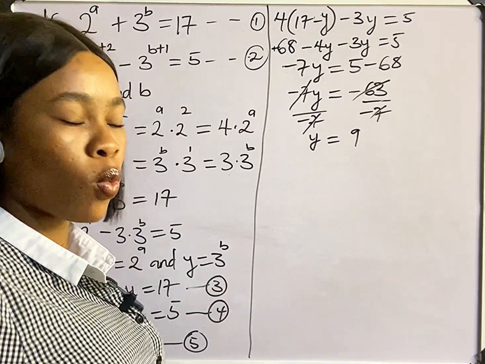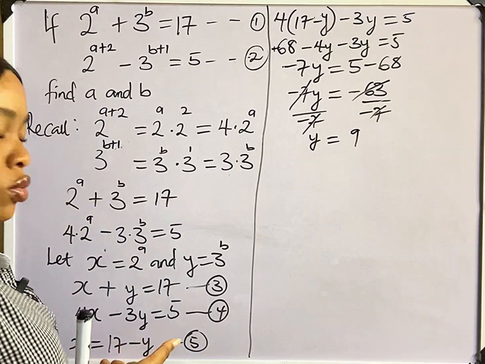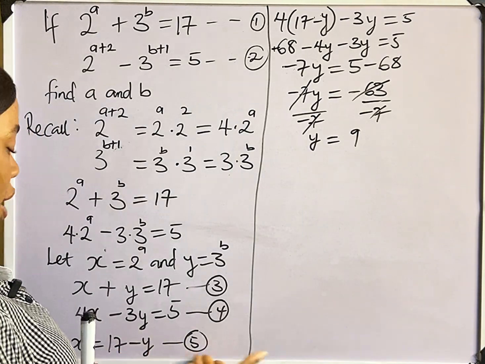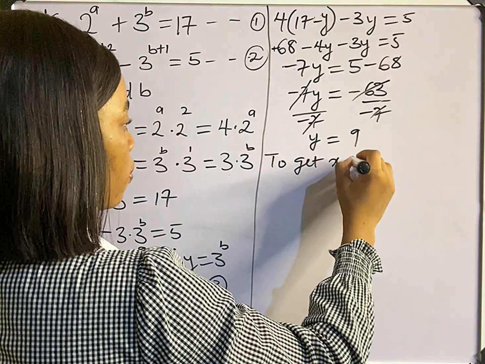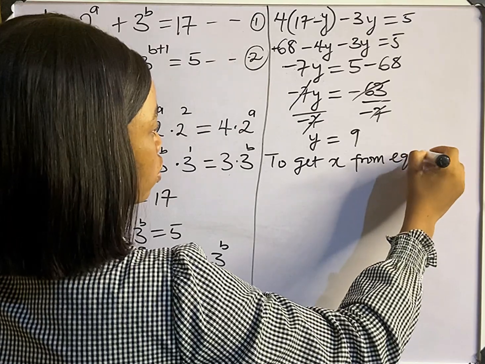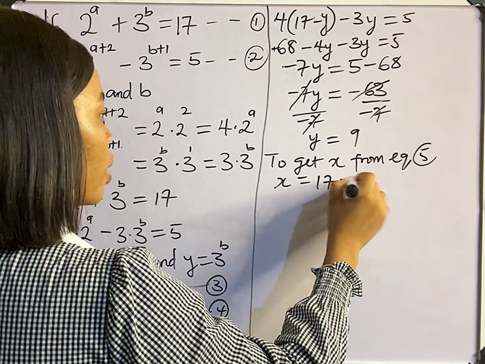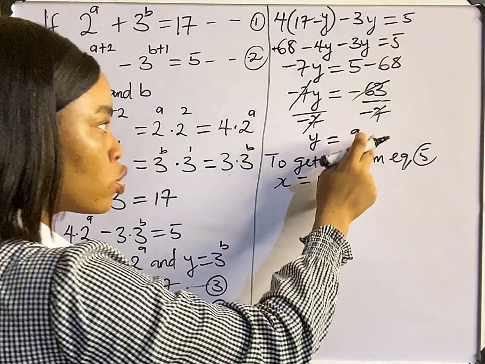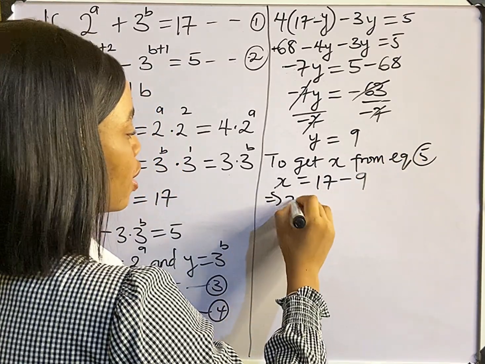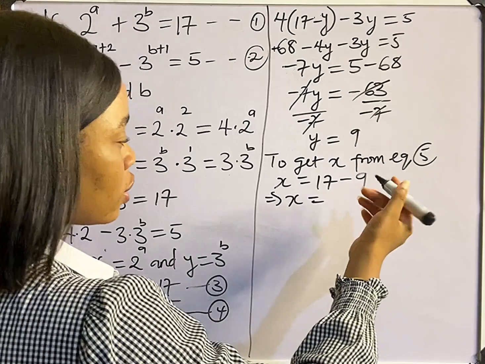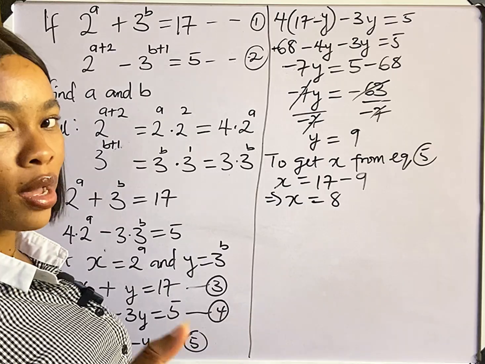Now we have gotten y, we need to find x. So how do we get x? Very easy. We can find x from our equation 5. From equation 5, we have that x equals 17 minus y. Now instead of y, we put 9, since we've gotten y. So we have 17 minus 9. So this implies that x equals 17 minus 9, that gives us 8. So now we have found our y and we've gotten our x.